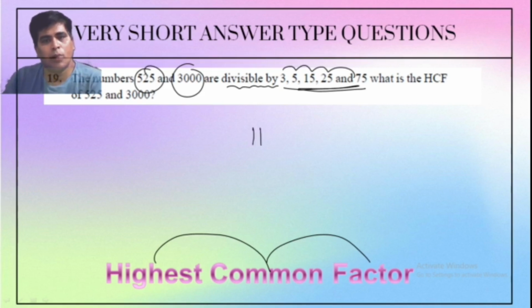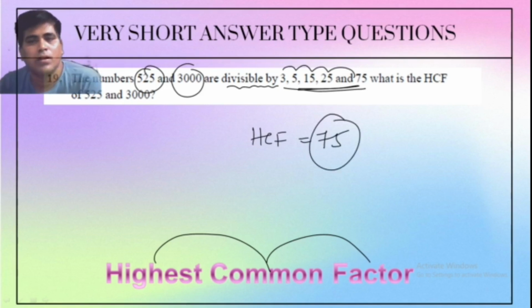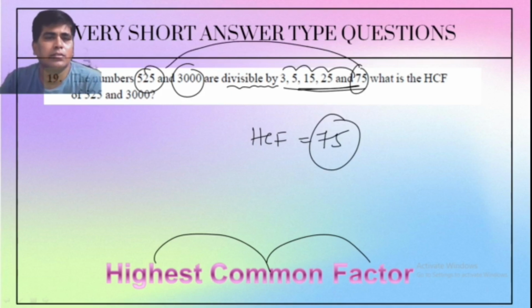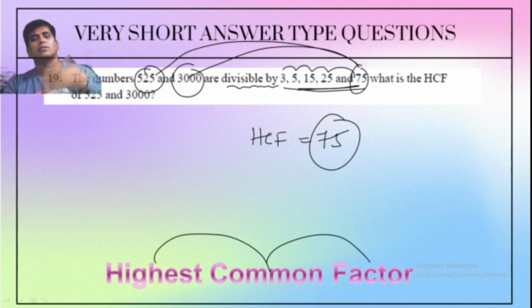What is the highest common factor? HCF is 75. This 75 divides 525 as well as 3000. So we have to take the highest common factor. Very simple question, that is 75.